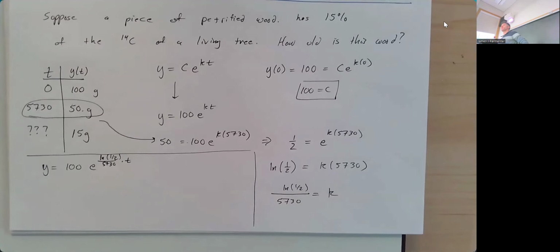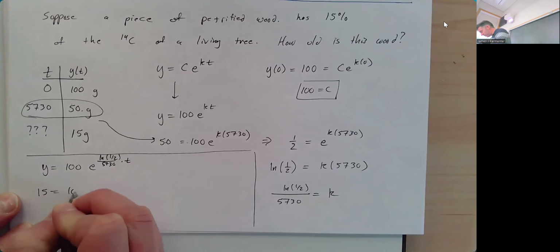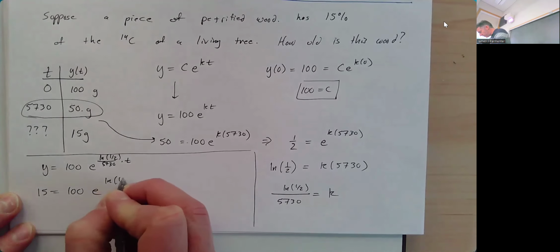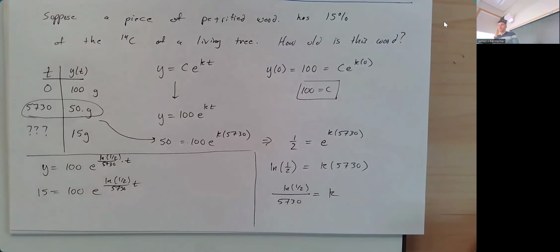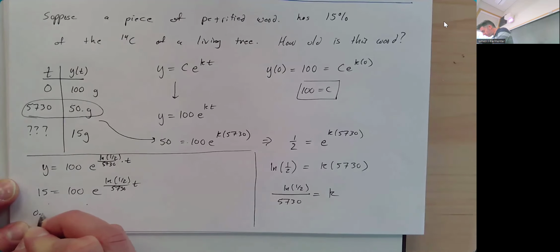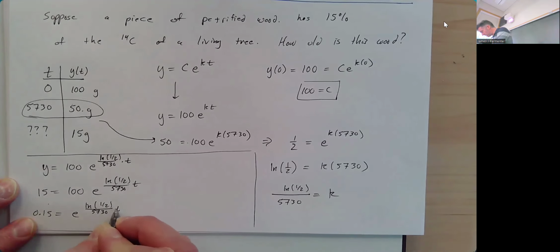Plugging 15 where? Right into y. So we're going to say that 15 equals 100 e to the natural log of 1/2 divided by 5,730 times t, and then we'll solve for t. It is essentially the same way we just solved for k. So divide both sides by 100. 15 divided by 100, not coincidentally, is going to be 0.15, or 15% as a decimal. It's going to equal e to the natural log of 1/2 over 5,730 times t.